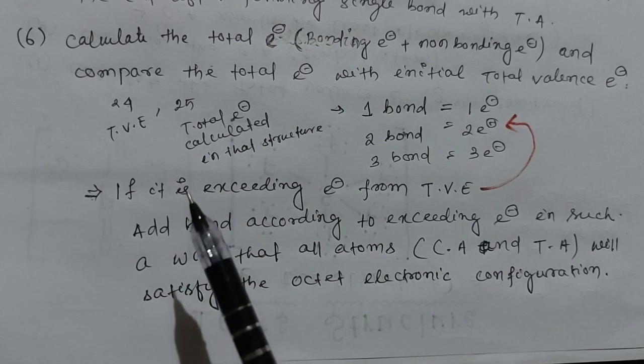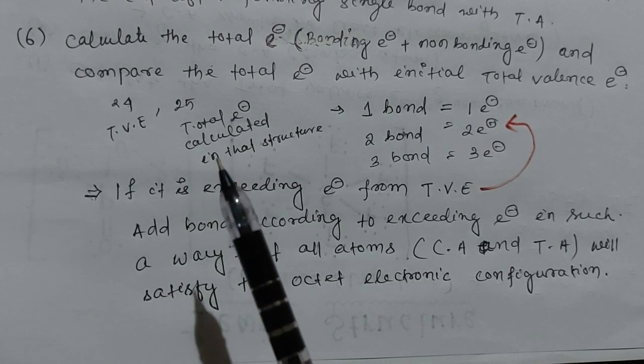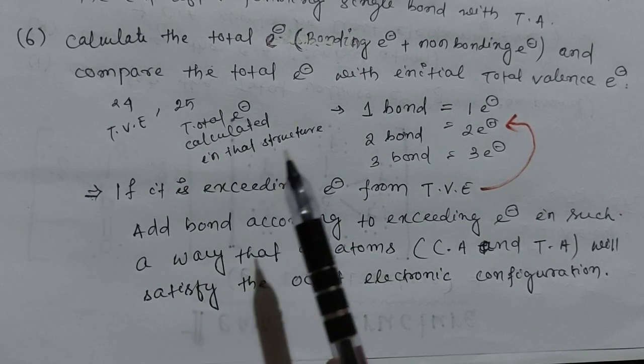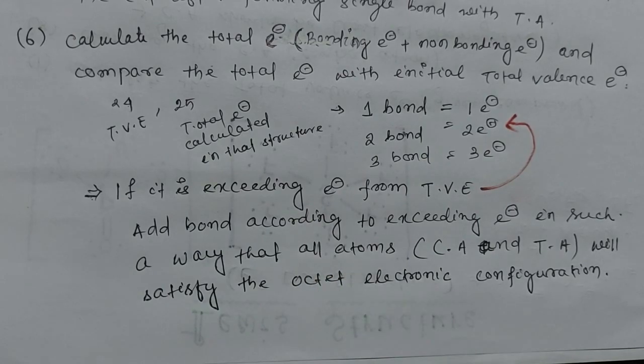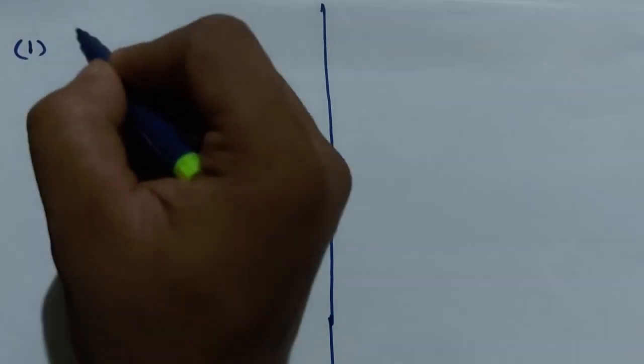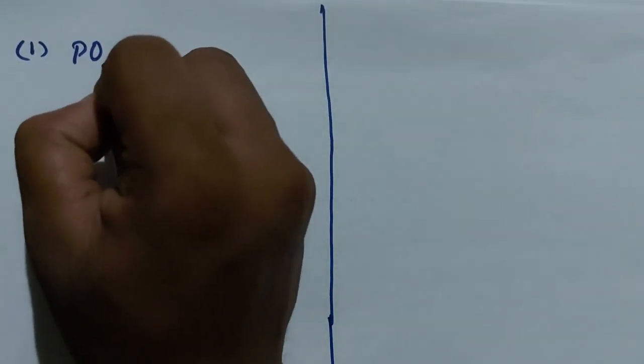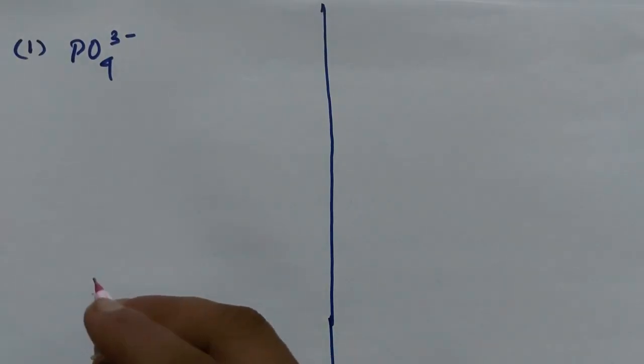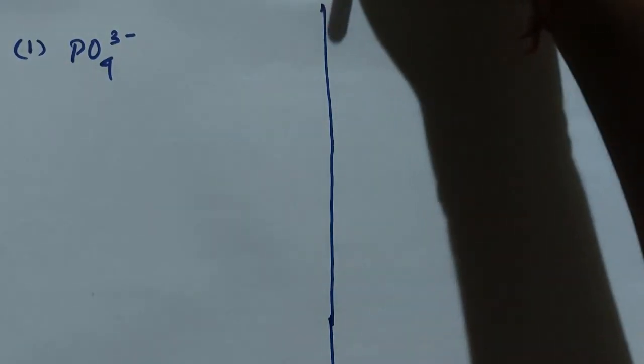Now I will draw the Lewis structure of various compounds like PO4 3 minus, SF6, XeO4, CO3 2 minus. Now we will discuss here. Okay. Now we will go one by one. That is, first one is PO4 3 minus. Okay. So first step is that calculate the total valence electron.